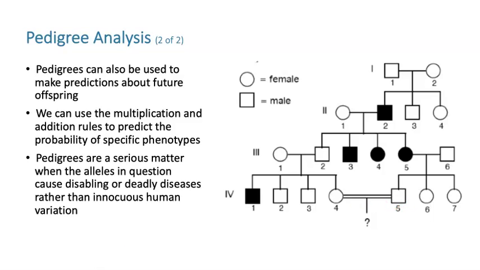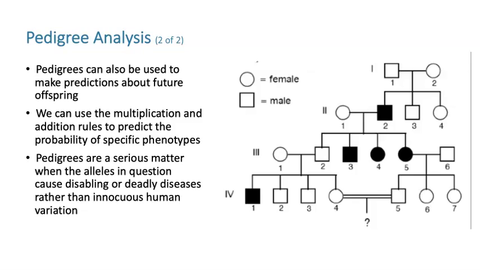Okay. So we can use our multiplication and addition rules to help predict the outcome of specific phenotypes, or you could kind of just do Punnett squares in your head.